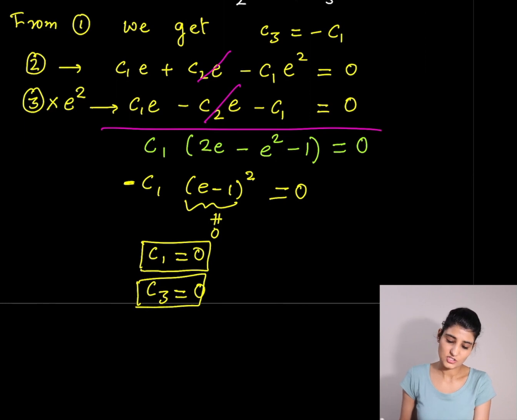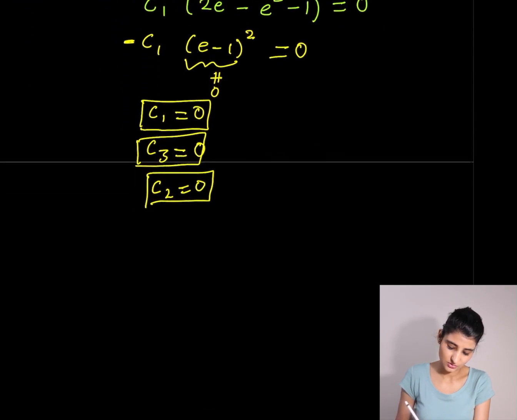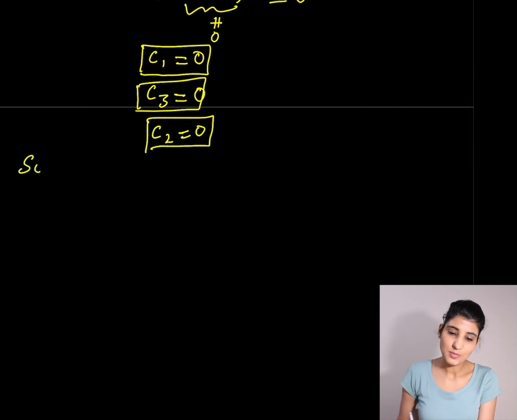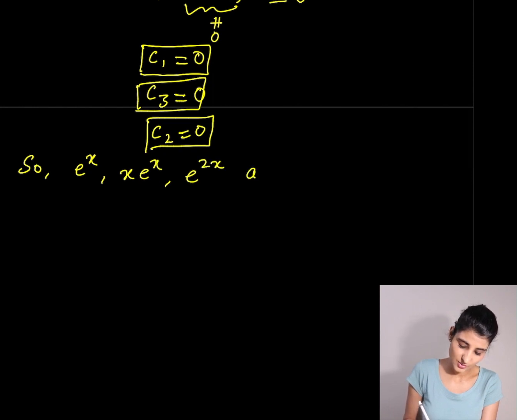Okay. If you substitute the values of c1 and c3 in equation 2, you will get c2 equal to 0. So this implies that e power x, x times e power x, and e power 2x are linearly independent.